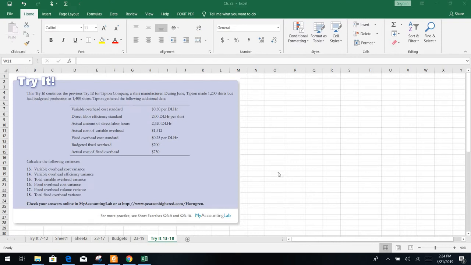Hey guys, I'm going to solve this Try It problem from chapter 23. It's a variable overhead cost variance and variable overhead efficiency variance problem. This problem was on the third exam and we're likely to encounter it again on the final. I thought it would be worth looking at a little bit deeper because this is one of the more tricky problems on the third exam.